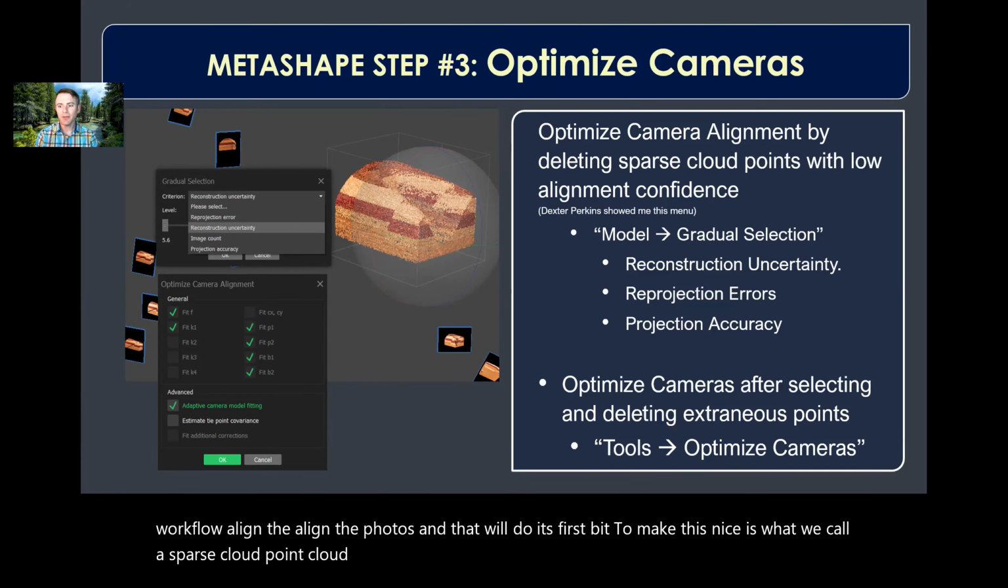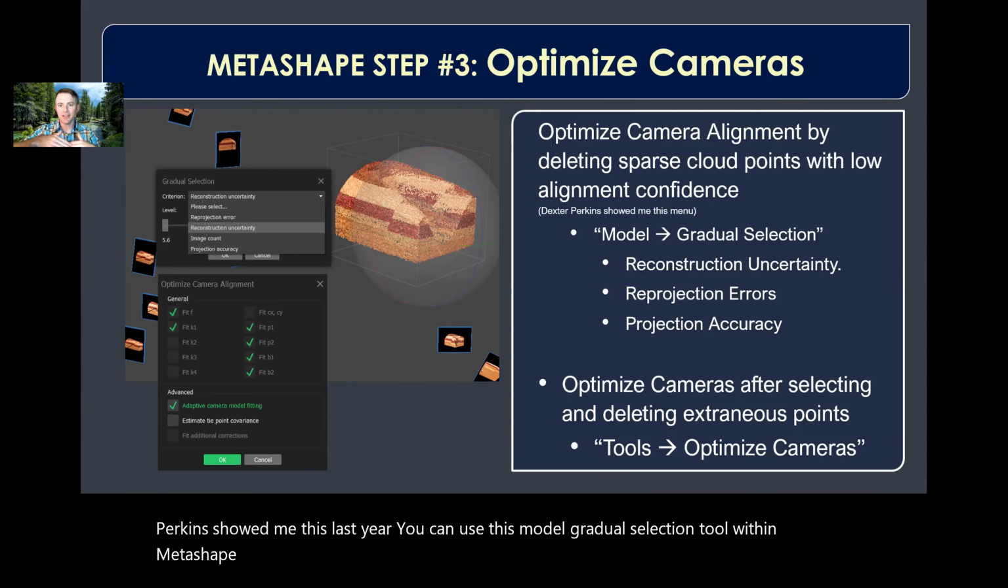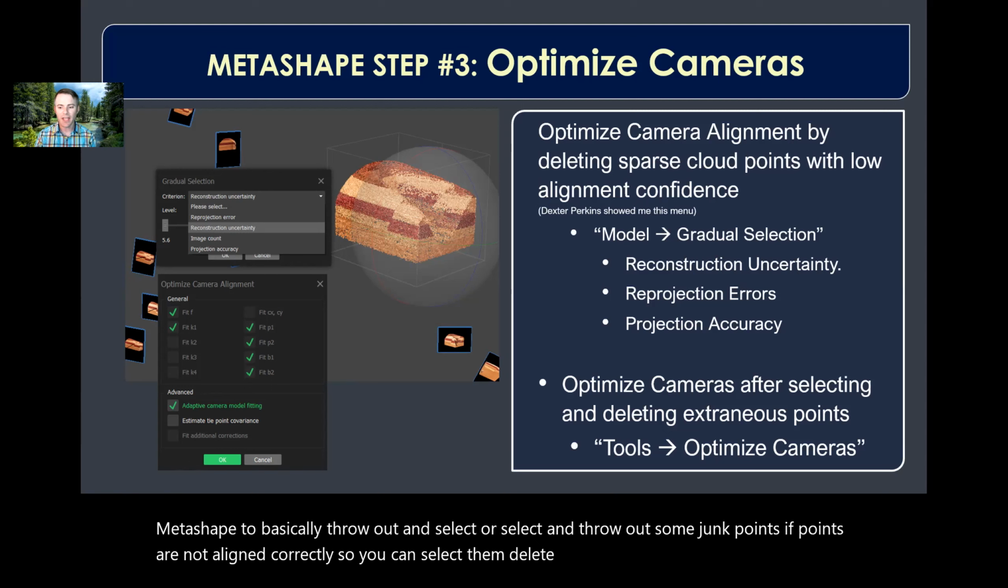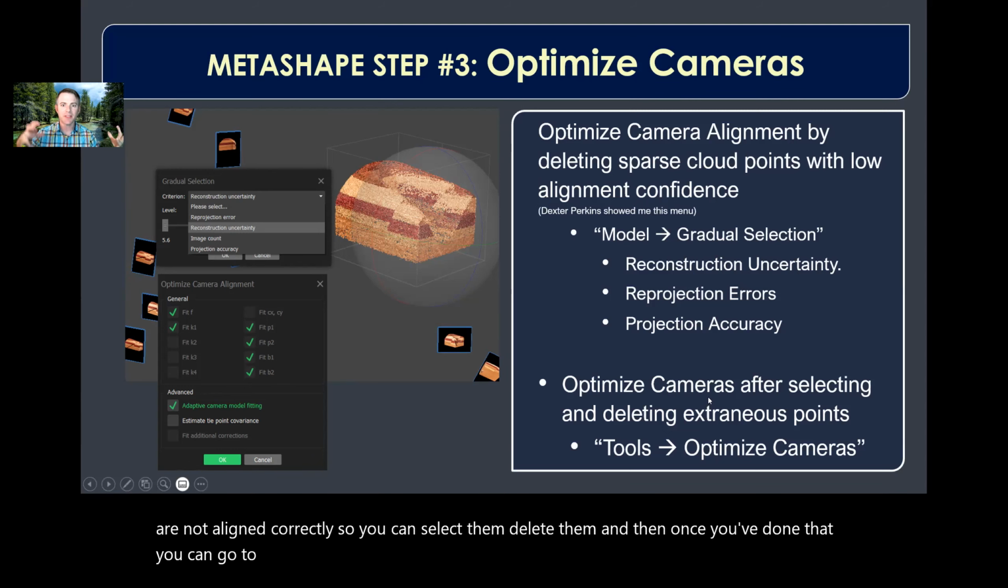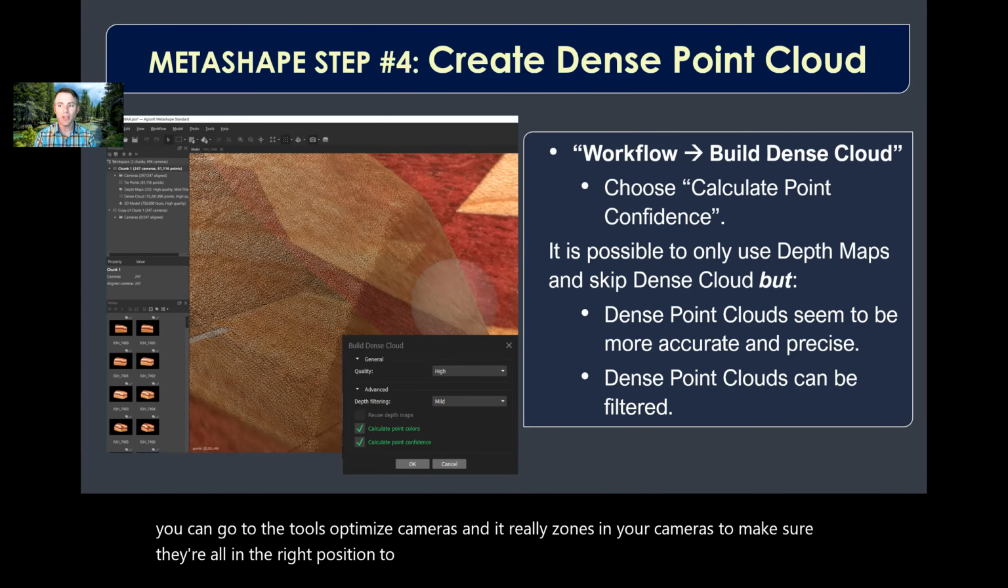What's really cool about this, and Dexter Perkins showed me this last year, is you can use the model gradual selection tool within Metashape to select and throw out some junk points if points are not aligned correctly. So you can select them, delete them, and then once you've done that, you can go to Tools, Optimize Cameras, and it really zones in your cameras to make sure they're all in the right position to create what we call the dense point cloud.